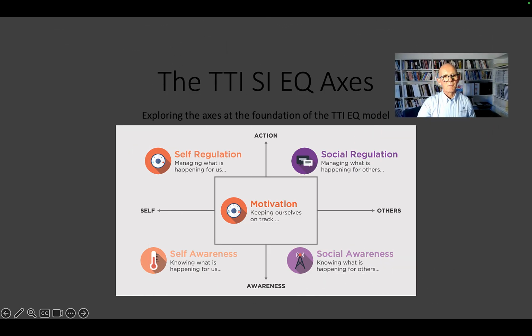So a good way to think of the model when you look at it is think of it this way: self-awareness, knowing what is happening for us; self-regulation, managing what is happening for us; social awareness, knowing what is happening for others; and social regulation, managing what is happening for others. And then motivation, keeping ourselves on track. I've always liked that particular language and the little graphics that go with it. I think it explains the model very, very well in layman's terms.